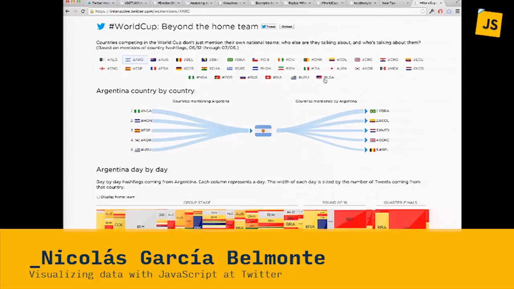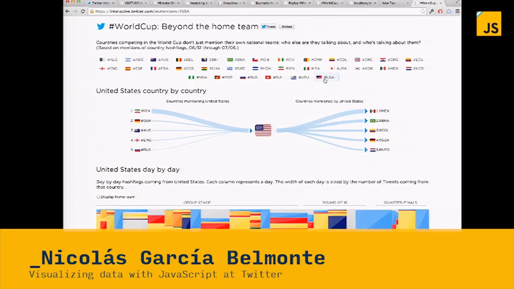So for example, if you click on the USA, Iran talks a lot about the USA, but the other thing is that on the right, the country most mentioned by the USA is Mexico. And this kind of tells you that there's not only one voice in the US, just rooting for the US, but there are multiple communities. The biggest one after the one that roots for the USA is the one that roots for Mexico, and so on. The same happens with France, for example.